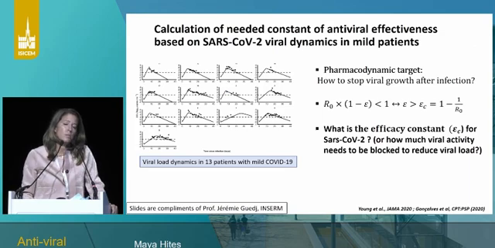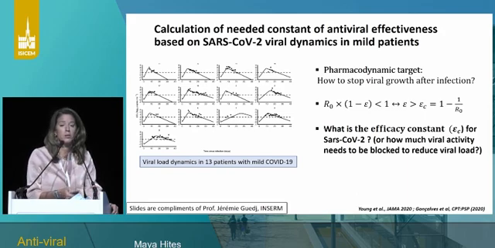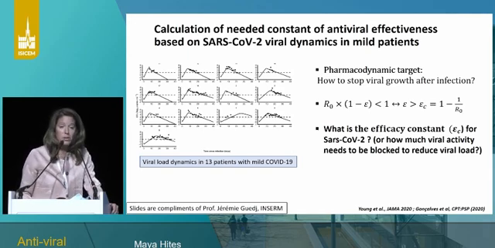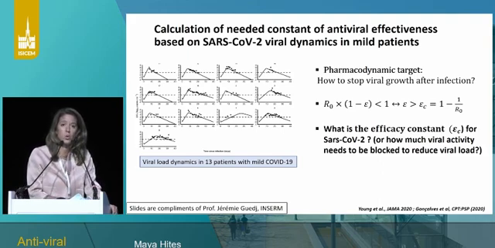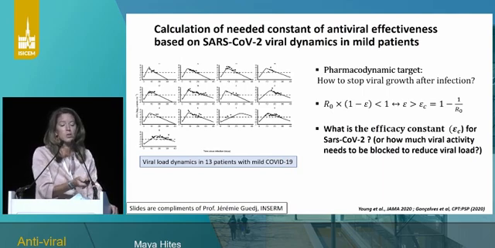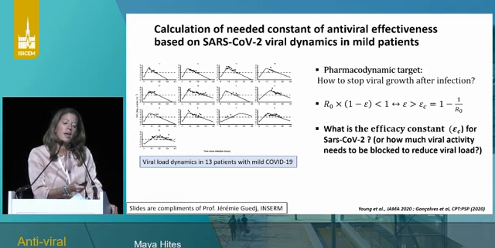We can also use modeling to go a little bit farther, because we were lucky at the beginning of the pandemic to have a publication where 13 patients in South Korea who presented mild Covid19 underwent very frequent nasopharyngeal swab sampling. There was a publication with very detailed information on viral load dynamics. Because of this, scientists were able to calculate the pharmacodynamic target for SARS-CoV-2.